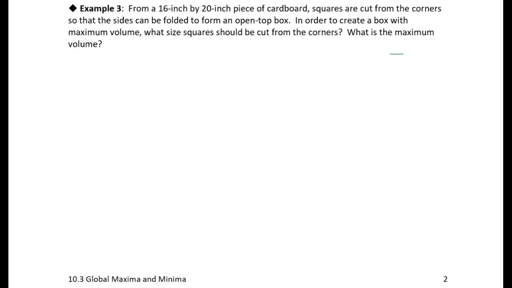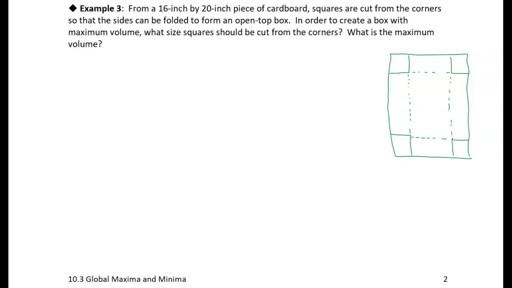So I'm just going to draw a rectangle over here, so that I can picture what this looks like. Trying to draw a decent rectangle. Okay, and then we're going to cut squares out of the corners. So pretend these are squares that we're cutting out of the corners. And then we are going to fold it along these dotted lines that I'm drawing. We're just going to fold up those sides and form an open top box. We're given that it's 16 by 20, so it's 20 inches in this dimension, and it's 16 in this dimension.